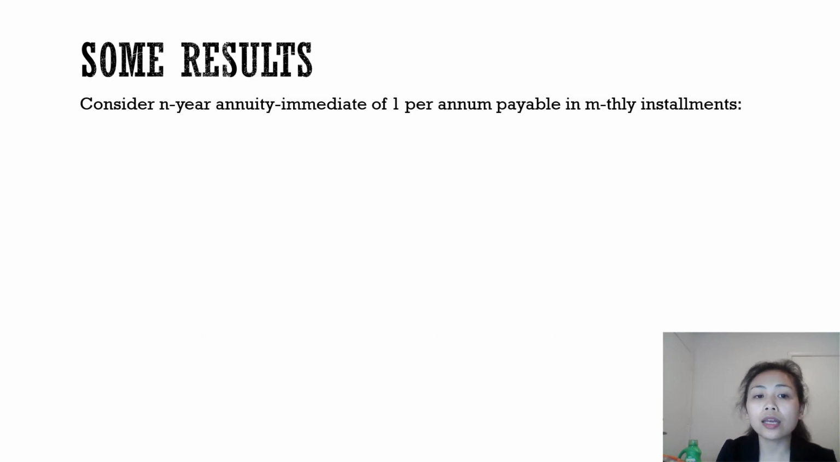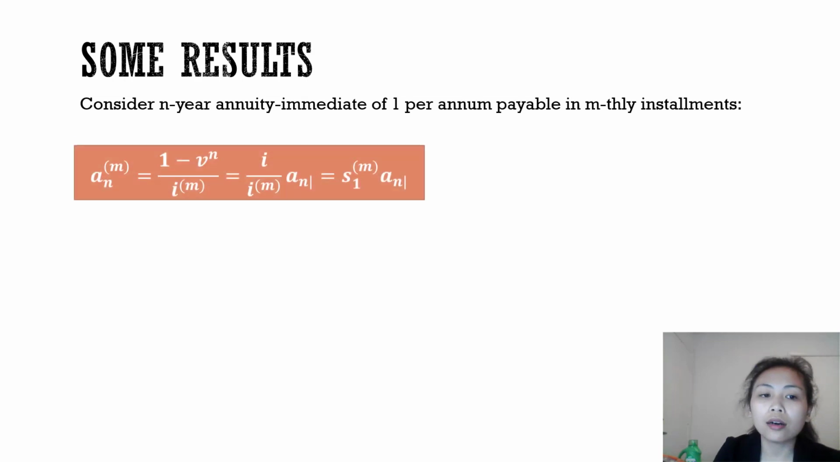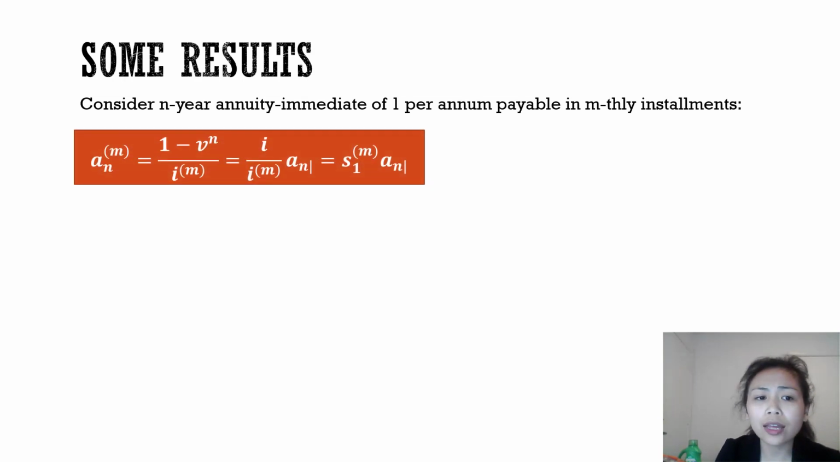So here are some results. Consider an n-year annuity immediate of 1 per annum payable in m monthly installments. Then we have a angle n to the top script m is 1 minus v to the n over i to the top script m. So these are very new formulas.